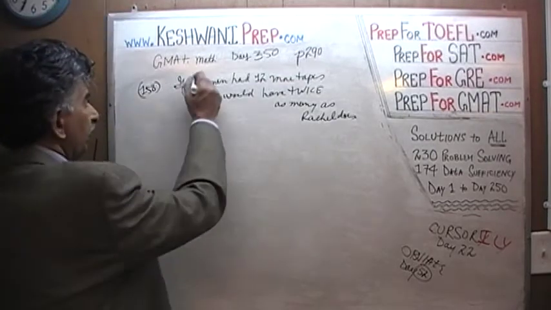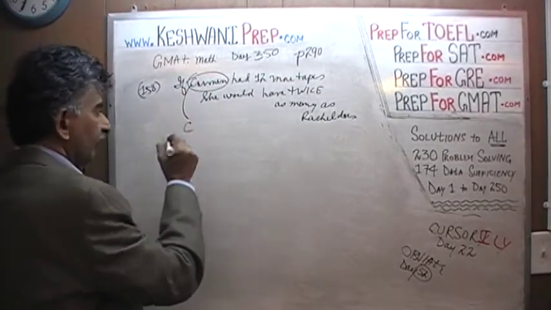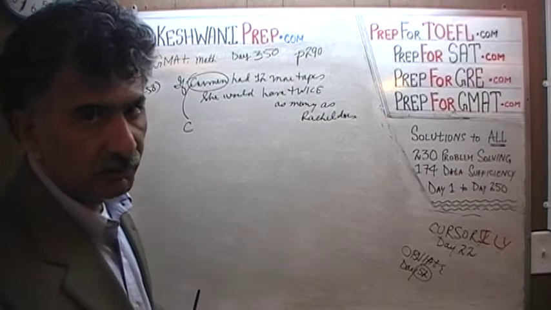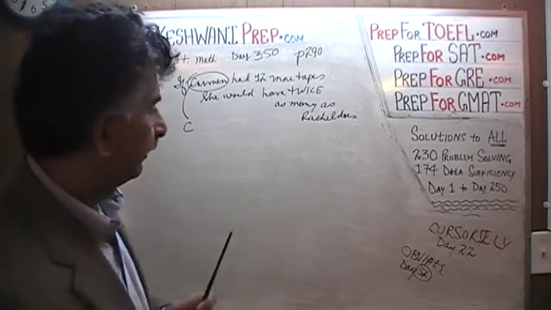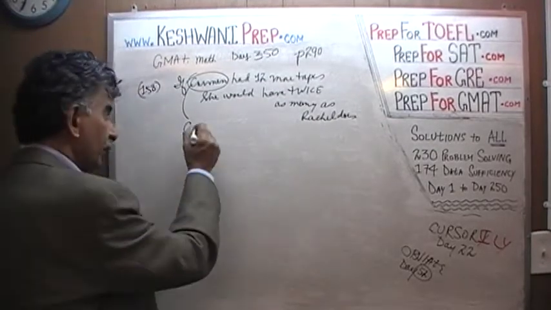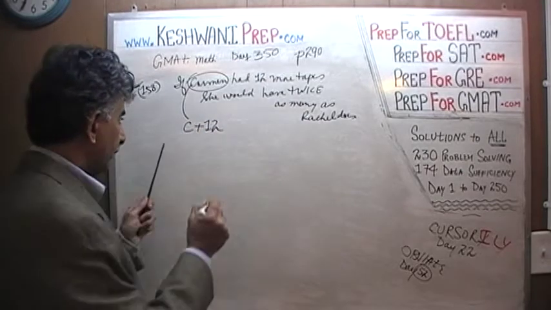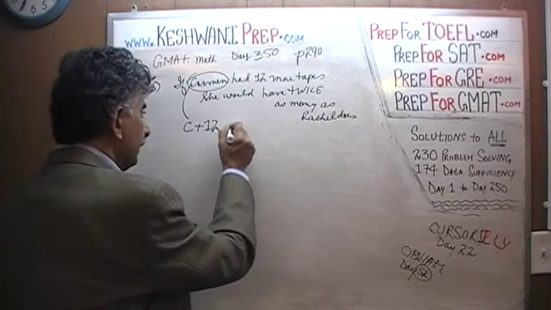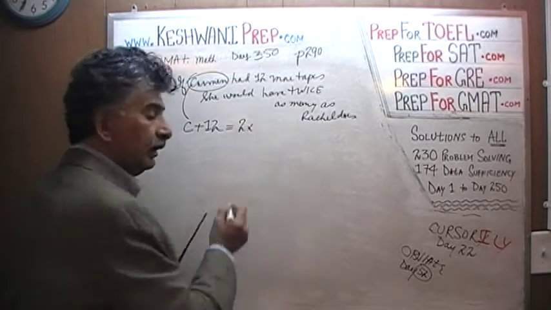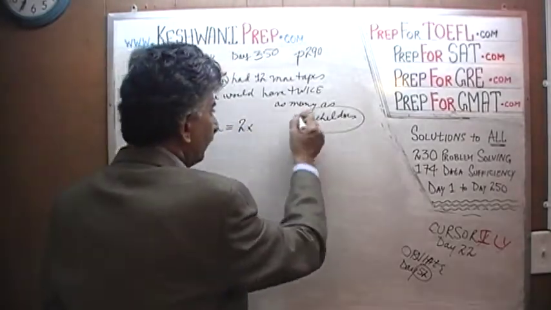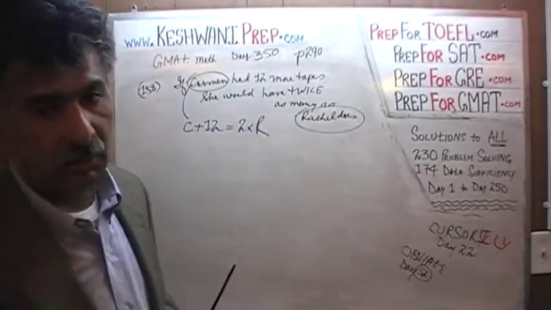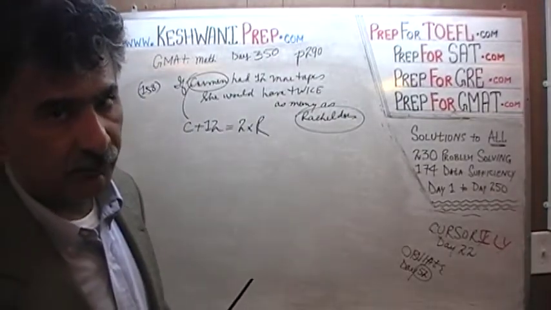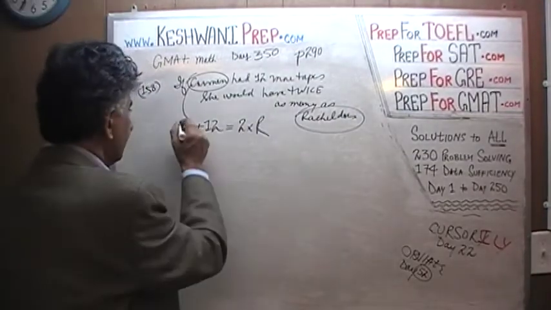If Carmen had 12 more tapes, so if we use the letter C to represent the number of tapes that Carmen has, then they tell us that if she ends up having 12 more than that, whatever the number of tapes that she has, then this quantity is going to be 2 times the number of tapes that Rachel has, which we're going to use R to represent. R represents the number of tapes Rachel has. So this is the equation that they're telling us.